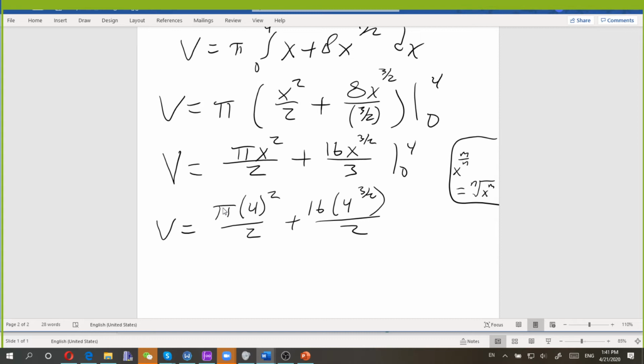What's the square root of 4? Oh, sorry, I got disconnected. Square root is 2. Okay, that's okay. So the square root of 4 is 2, and then 2 cubed is 8.